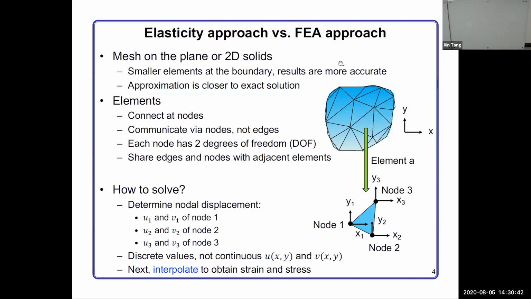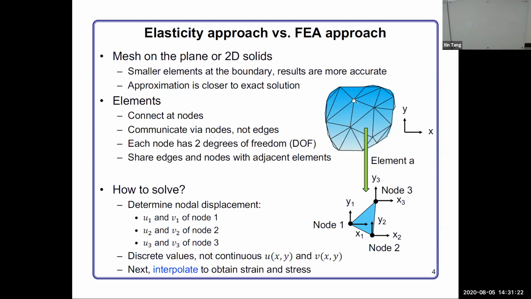Now, as I said, mesh on this 2D solid, we have small elements at the boundary because this guy has no hole. It's a bulk material, and it has irregularly shaped boundaries. So we need to add more smaller elements to densely mesh and cover the edge, so that the results are more accurate. Okay, and those will lead to a solution closer to the exact solution.